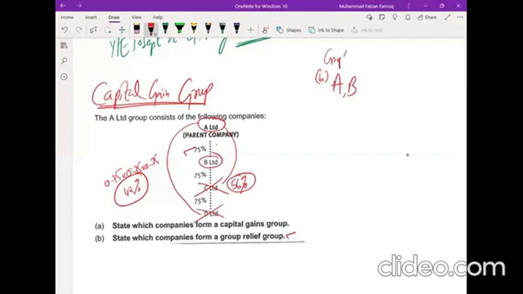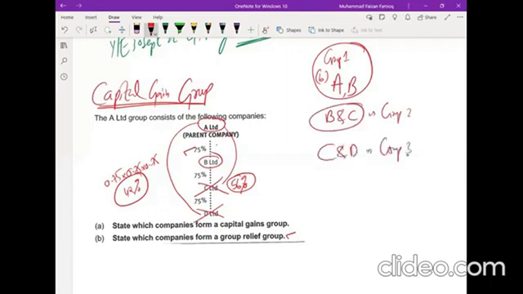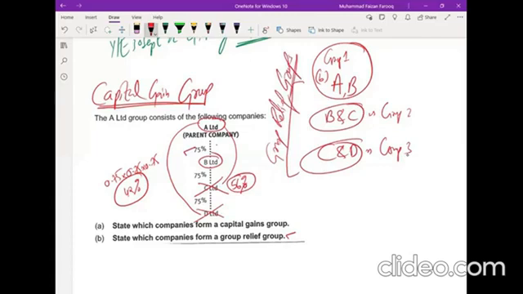This is group number 1, right? There can be other groups as well, that B and C, these are group number 2. C and D, they are group number 3. This is known as what groups? Group relief groups. What they are allowed to share, they are allowed to share only their trading losses, not other than that. This is what we learned. The B requirement we know. Any questions in the B requirement?